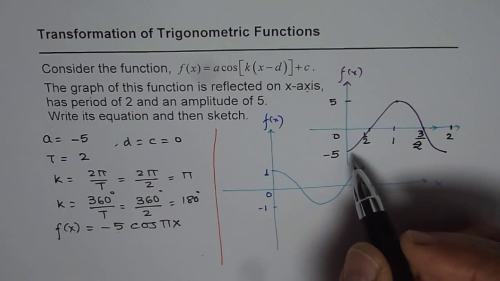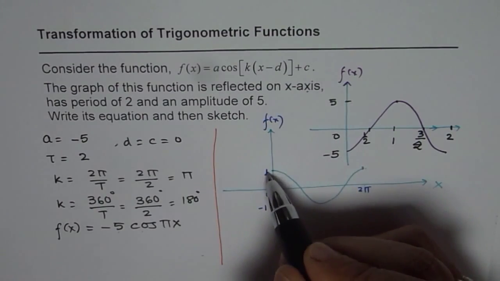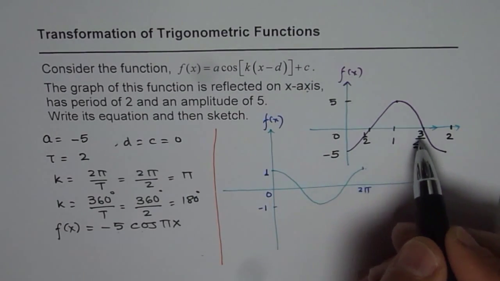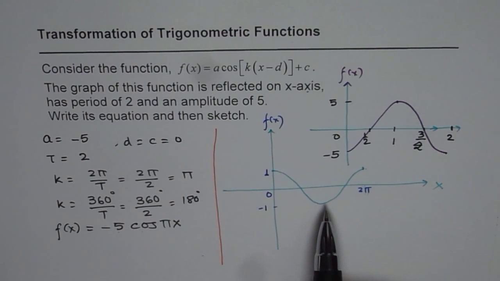As you can see, the function is reflected. So it begins with not a maximum but a minimum. But that's a very easy way of sketching your transformed function. I hope you understand and appreciate it. So go through it once again, and then we'll move on to more complicated examples.